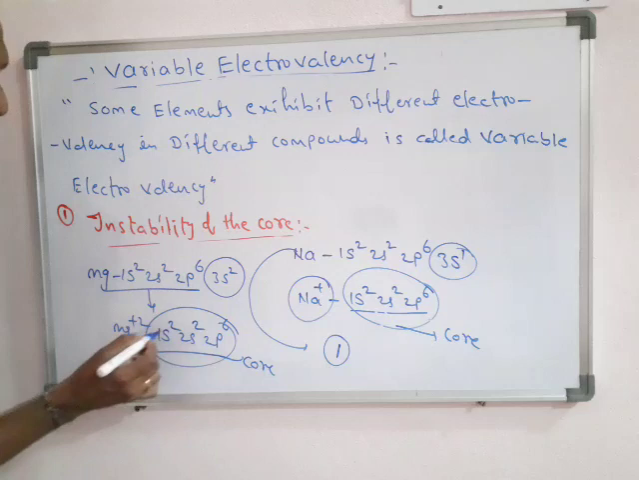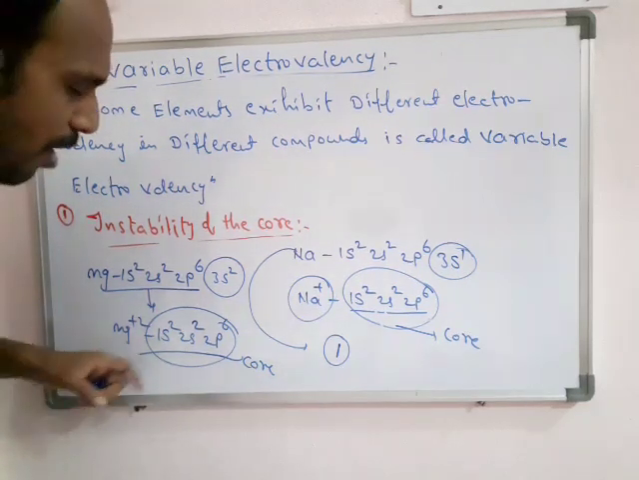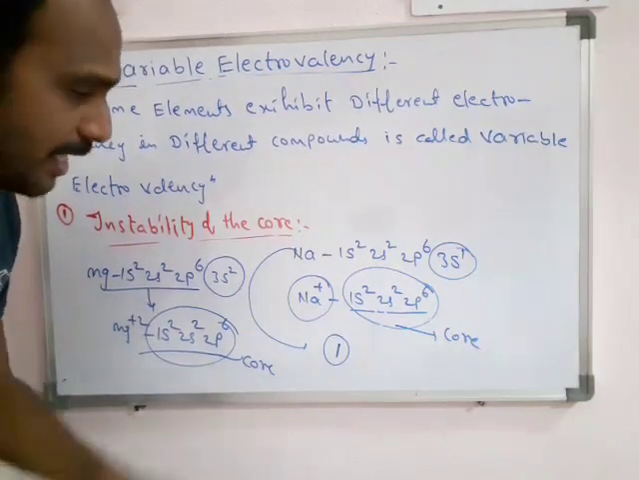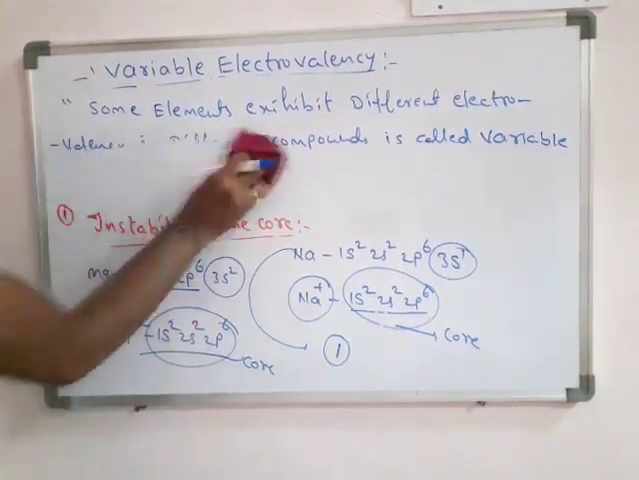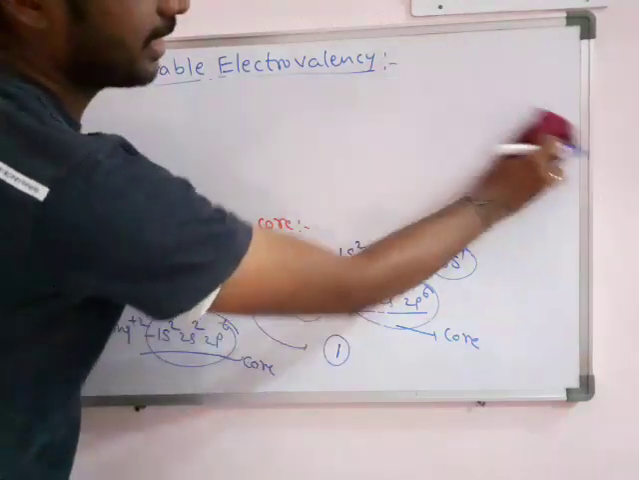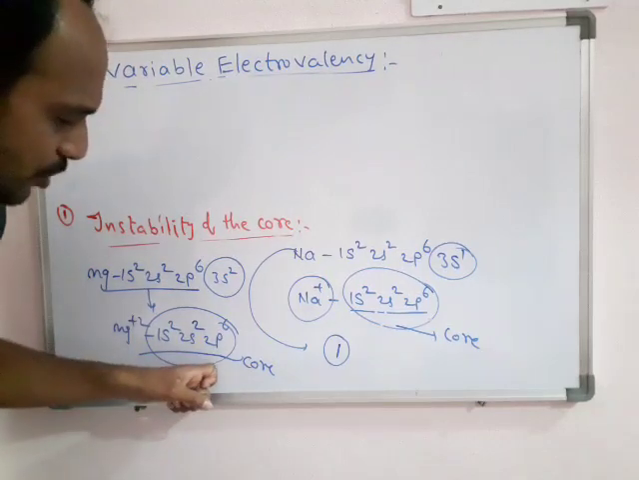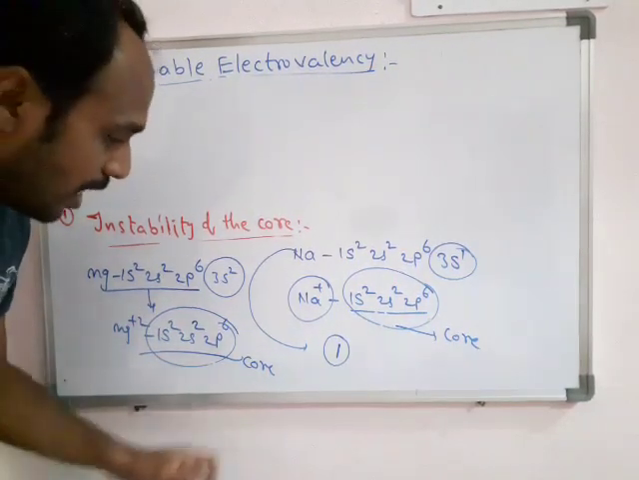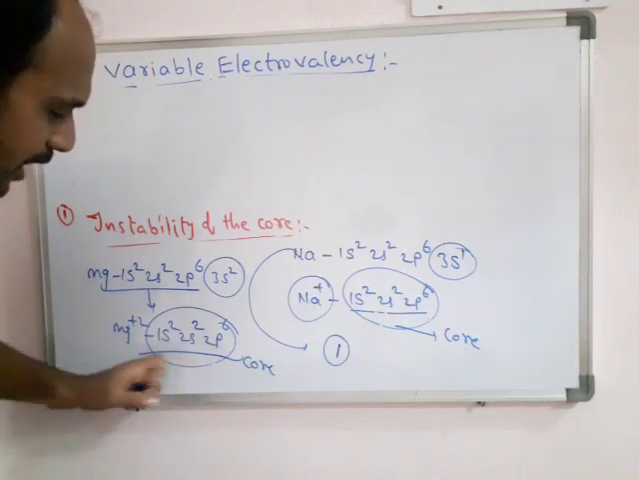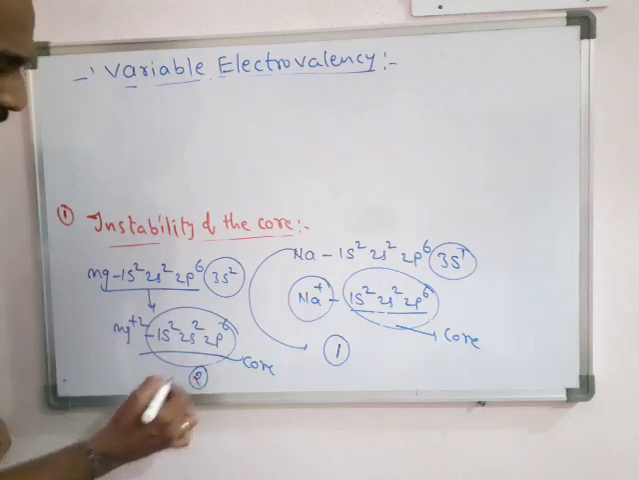After the ion forms, after losing electrons, or gaining electrons, the configuration that results once the ion is formed can be called the core, the remaining configuration. Here we took the example of losing, but we can take gaining also. Since the core is stable here, magnesium always shows valency 2.